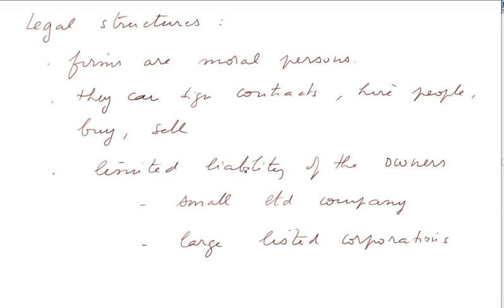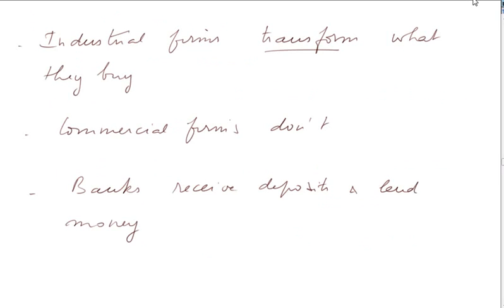And these limited liability structures, we can distinguish two types. The smaller type, where the shares are between a few people and are stable, and large listed corporations, listed on stock markets, that is large corporations where the stocks or the shares, that's the same thing, can be exchanged freely on a stock market.